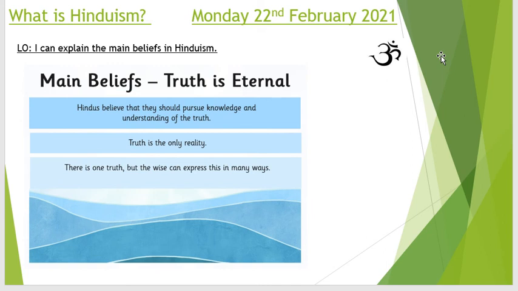So Hindus believe that they should pursue, that means find out, knowledge and the understanding of truth. Okay. They believe that being true is the only reality. Now that could be true to themselves, that could be true to other people, that's true to their life. Truth has lots of different elements to it, but Hindus believe that they should be true for all of time. So eternity is all of time.